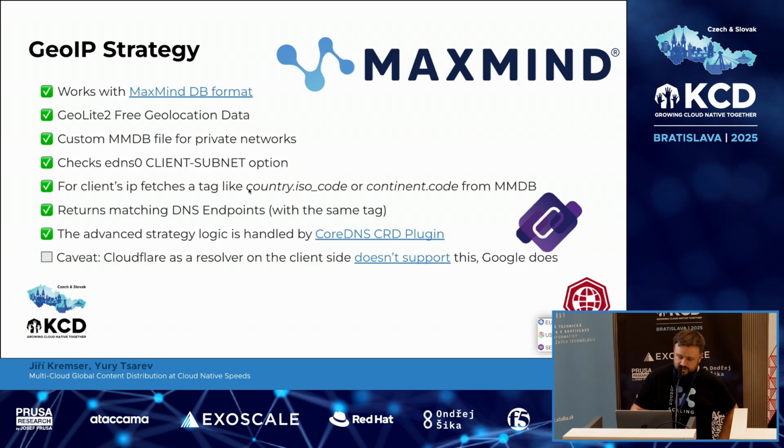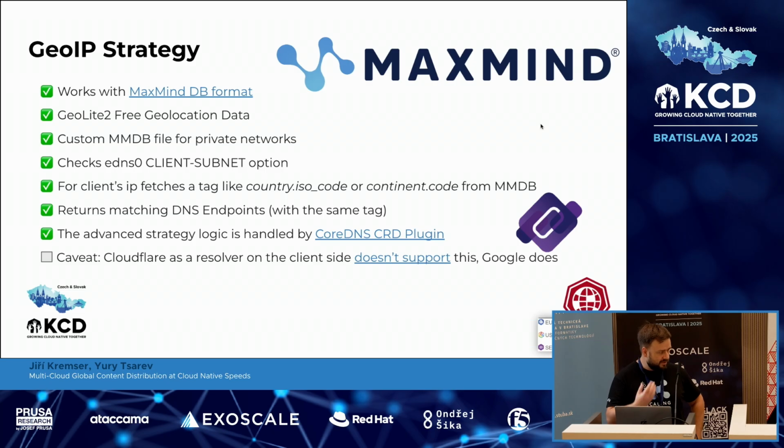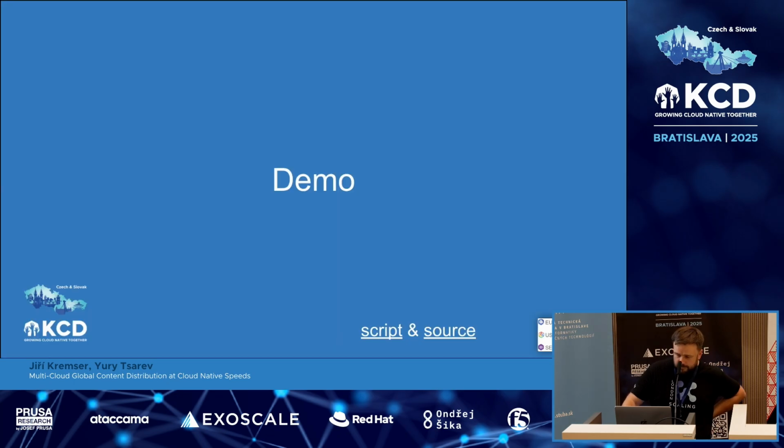So here, for instance, there is country.iso code or continent.code. It will work in a way that it will first ask this database to give me the continent.code of that IP. And then it will ask for each IP that it has the same question, what's their continent code, and it will return those that match. Some DNS providers like Cloudflare don't support sending those EDNS 0 client subnet options, so it doesn't work out of the box for them, but for instance, Google does support it.